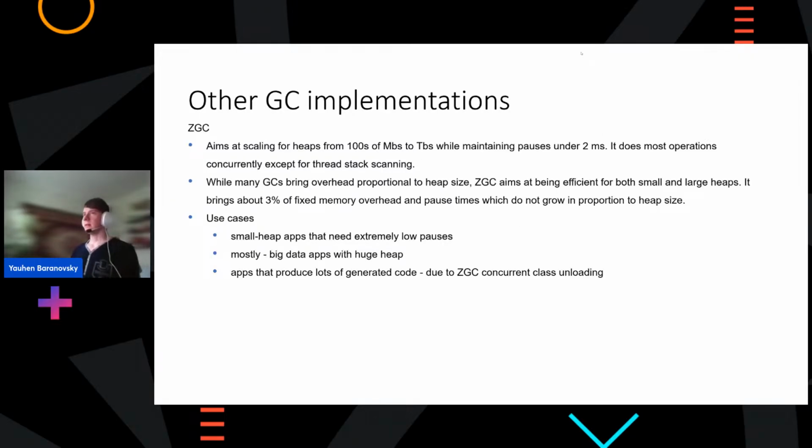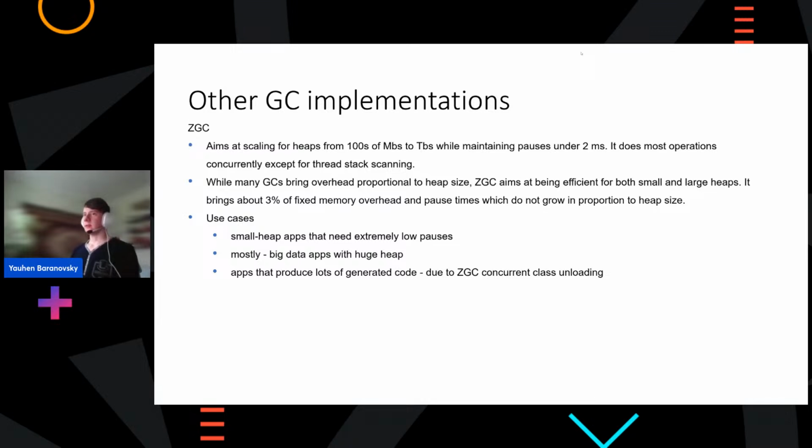Some other implementations of garbage collectors available in the JDK include ZGC, which is also a low-pause garbage collector, designed to scale for a vast range of heap sizes, ranging from hundreds of megabytes to terabytes, while maintaining pretty much the same overhead in terms of how much time it spends on pauses.